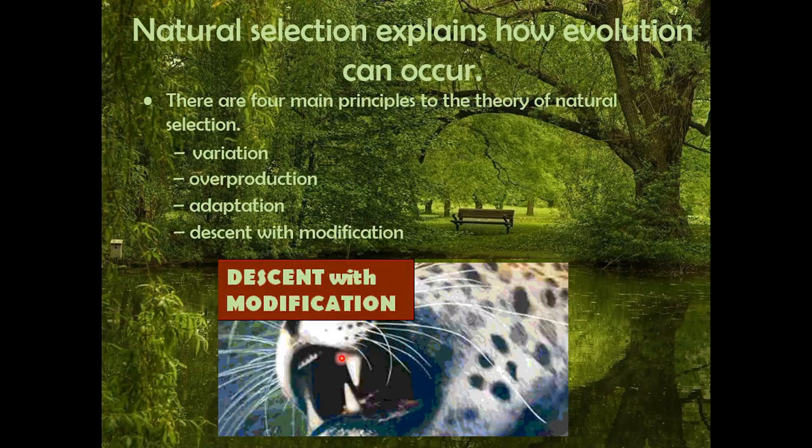And that leads us to descent with modification. Each generation is a little bit different from the last because each trait is being passed on, that is, the adaptations are being passed on by the ones that are able to survive longer and get more food and find more mates, and therefore soon all of the organisms in that population will have that same trait.